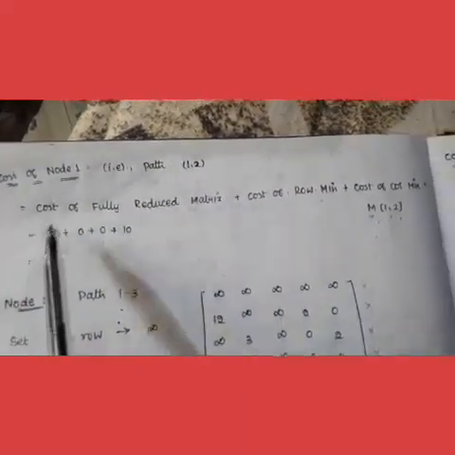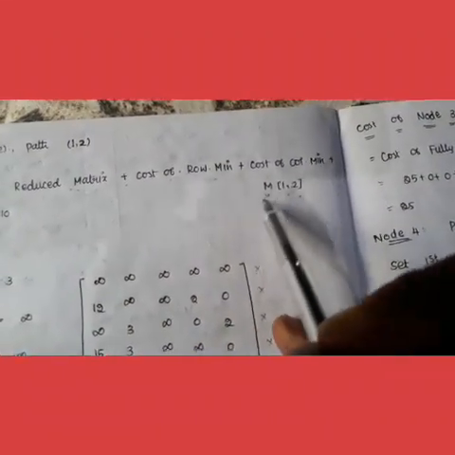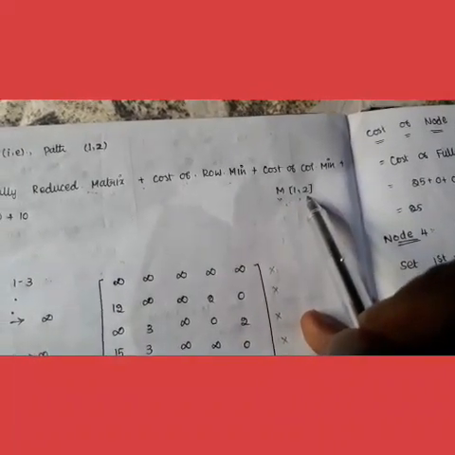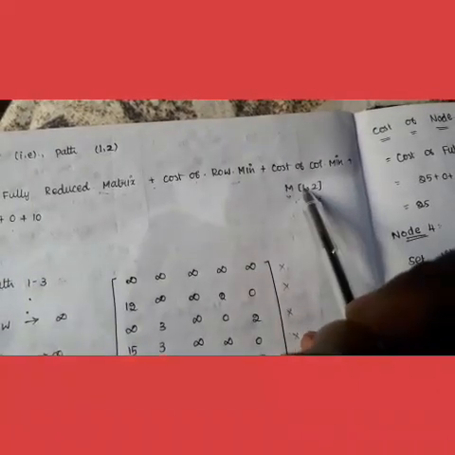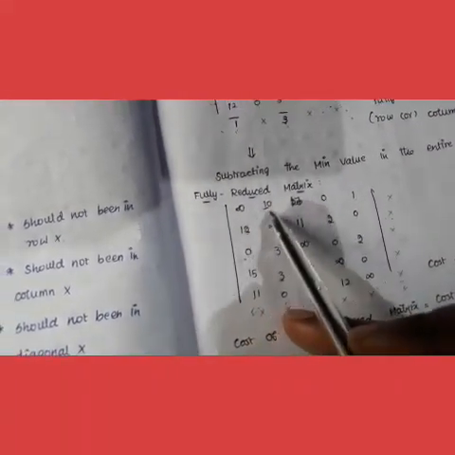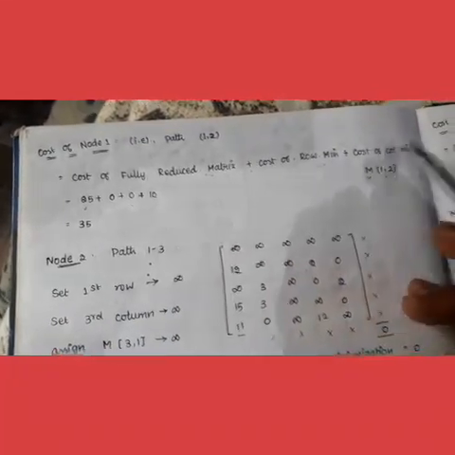So the cost of node 1 of the path 1 comma 2 will be given as cost of fully reduced matrix plus cost of row minimization plus cost of column minimization plus the matrix element of 1 comma 2, that is the path of 1 comma 2. This matrix element of 1 comma 2 represents the actual fully reduced matrix entry 1 comma 2, which is 10, so that value should be replaced. So here the matrix element of 1 comma 2 will be 10, and the row minimization and column minimization values for this path we have calculated as 0 and 0, which should be substituted.